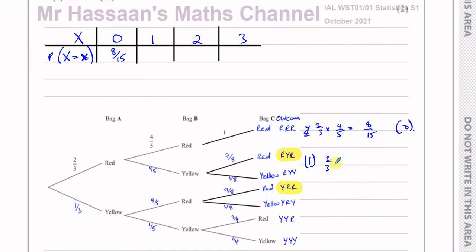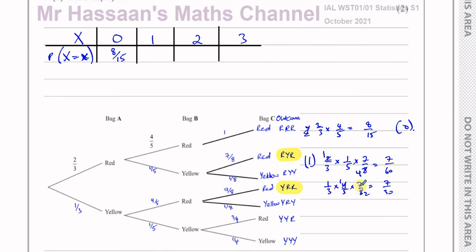For one yellow, we're going to have 2/3 times 1/5 times 7/8. And you're also going to have 1/3 times 4/5 times 7/8. So let's see what cancels first. The 2 and the 8 cancel. Nothing else cancels. You're going to have 7 over 60. And here, 4 cancels with the 8. That's going to be 7 over 30.